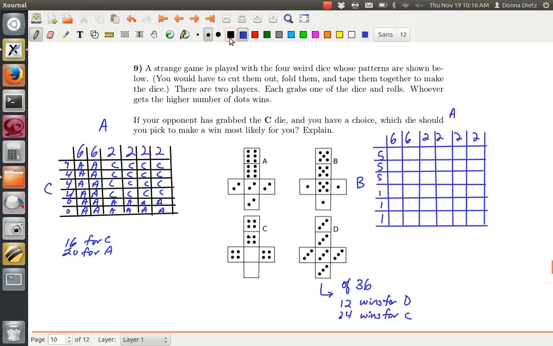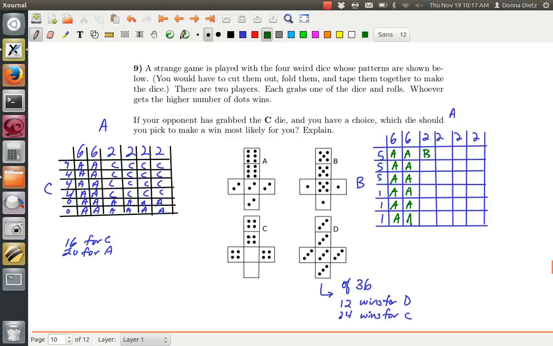Great. Now I want to see when A wins, because 6 is the highest value. So every time that highest value is rolled, the person who rolls it will win. So we go ahead and fill in those wins. What's left is 5, 1, and 2.